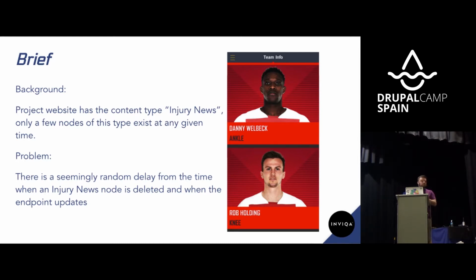Player gets better, you remove the node, and it's all good. So let's say you have 4 injured players, you have 4 nodes, 1 player gets better, now you have 3 nodes. Simple. The problem was reported that there was a seemingly random delay from when the node would be removed from the system and when the endpoint would be refreshed.